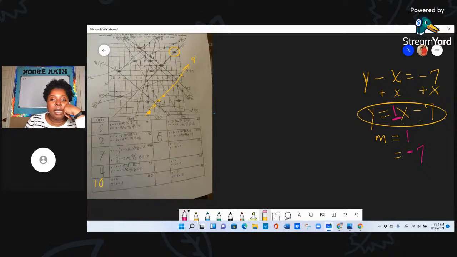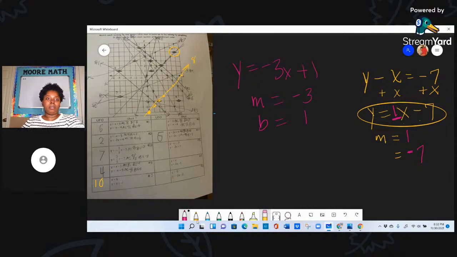The next line says y equals -3x plus 1. What is your slope? -3. Good. And what's your y-intercept? 1. Okay. So where are we going to start? At 1. Good. Okay. So we're right here. And now what are we going to do? If our slope is -3, how else can we write this? -3 over what? 1.